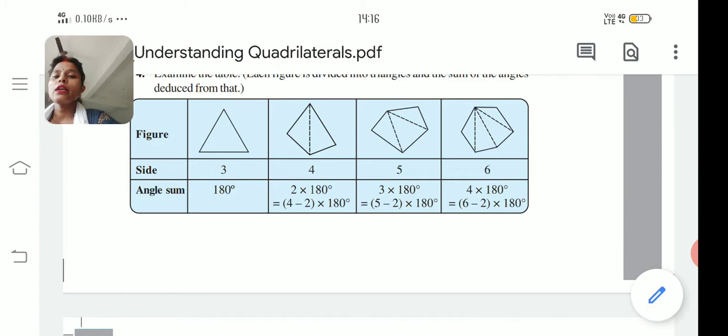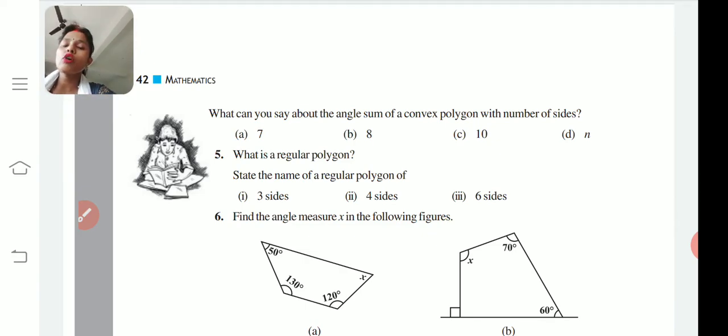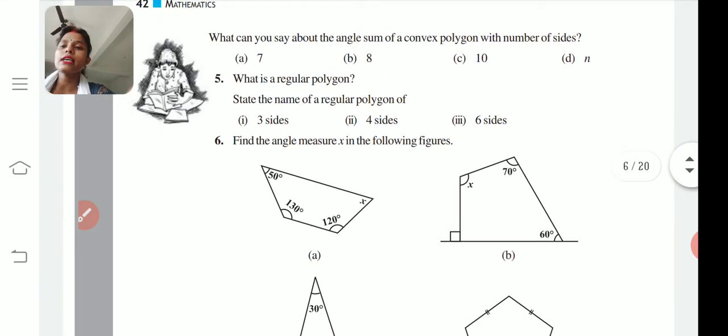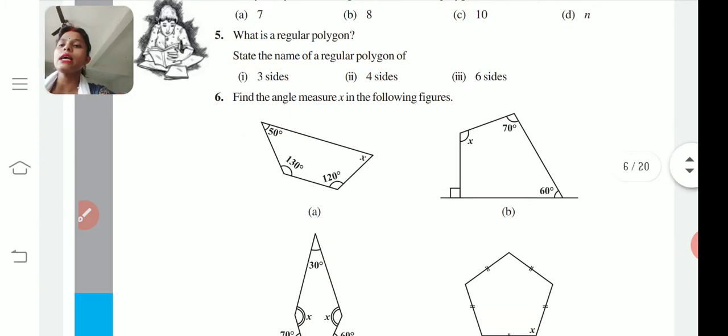Now see the next question. What can you say about the angle sum of a convex polygon if the number of sides is 7, 8, 10 and n? By using that property only you have to solve. What is a regular polygon? As you all know, it is equiangular and equilateral. That is the regular polygon. State the name of the regular polygon of 3 sides, 4 sides, 6 sides. With 3 sides, it is an equilateral triangle. With 4 sides, it is a square. If 6 sides are there, then it is a regular hexagon.